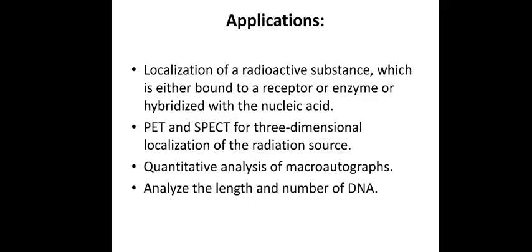With this application, you can localize the radioactive substance, either bound to a receptor or an enzyme, or hybridized with a nucleic acid. PET and SPECT are used for three-dimensional localization of the radiation source. Quantitative analysis of the macro autographs can be done. It is also very commonly used to analyze the length and number of DNA, so when it comes to DNA fingerprint techniques, we are using autoradiography.